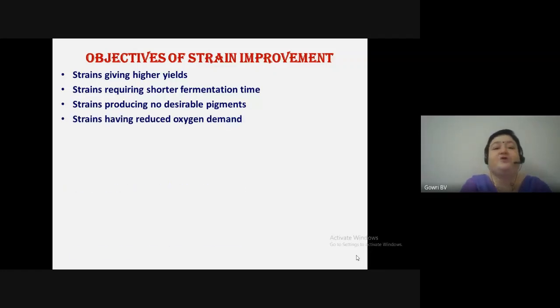Strains having reduced oxygen demand. Submerged fermentations are there, so you need to supply aeration for it, sterile air in vessel volume per minute. So we want strains that can use a reduced amount of oxygen and still give an effective end product. As you supply aeration inside a fermenter vessel, the ultimate difficulty we have is the generation of foam. To control that, if the strain could produce an effective end product with reduced oxygen demand, that would be of utmost use. Strains with decreased foaming.